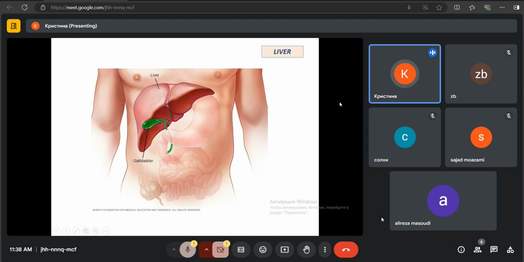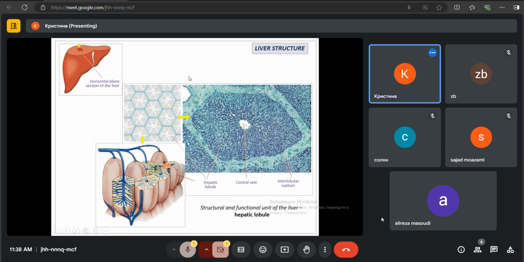Now we go to liver and gallbladder. The liver is composed of structural and functional units called hepatic lobules. They have an elongated shape in three-dimensional view, and this is how they look in horizontal section. If we make the section like this, we will see these hexagonal units with six angles called hepatic lobules. Here is one such lobule.